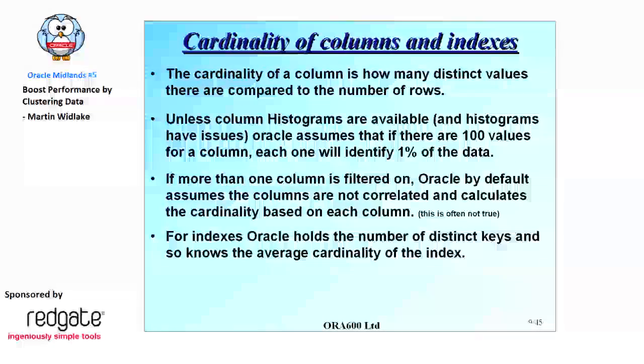If you have 100 values for an index, Oracle will just assume that it will identify 1% of the data. And if more than one column has filters on, it does an additive thing by default. There are caveats to that. If your statistics level is set high enough or you create certain objects, Oracle will understand how columns really relate. But generally, Oracle says if there's 3% going to be fetched by that column and 3% from that, then it's going to be 0.09% or whatever.